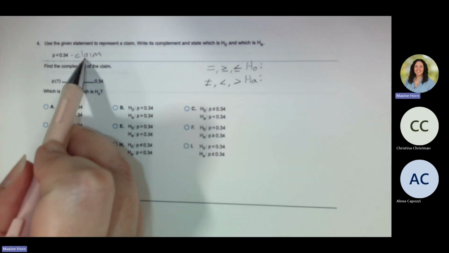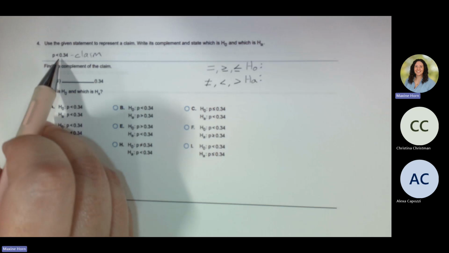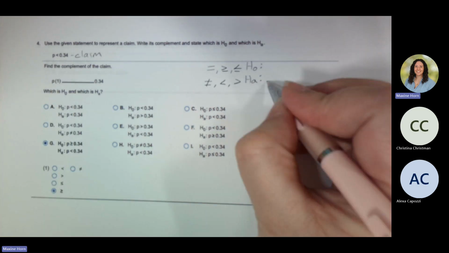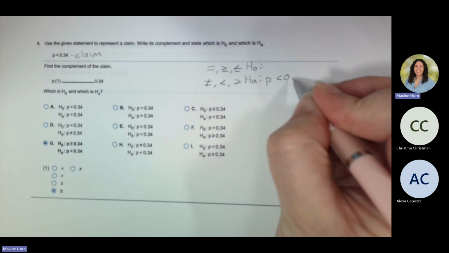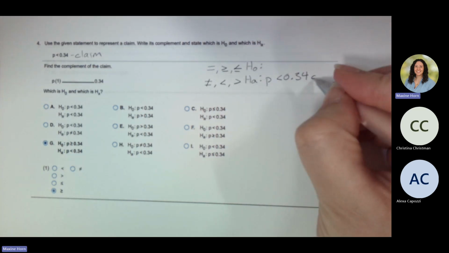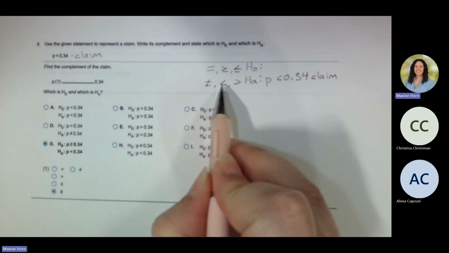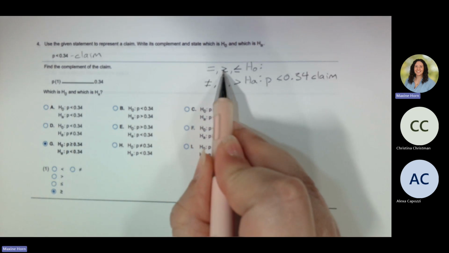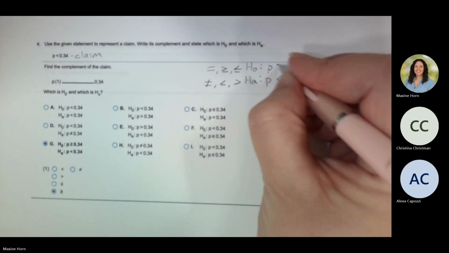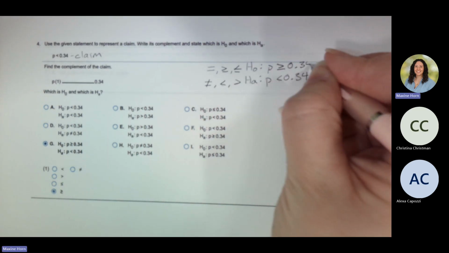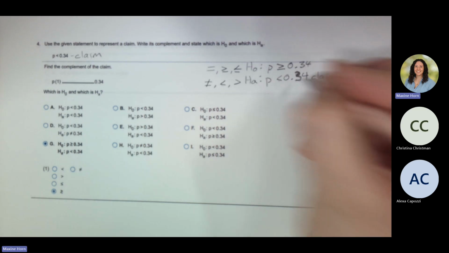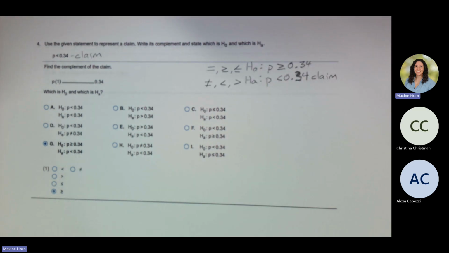So the claim that we were provided has a less than symbol. So that means it's going to go down here. It's going to be our alternative hypothesis. So that's our claim. In this case, our claim is the alternative. Okay, so we've written down the alternative. Now we're going to write its complement, the null. So we had a less than symbol. So the complement of that is a greater than or equal to symbol. And you keep your number the same. That's a 3. Sometimes my 3s look like 5s, but that's a 3.